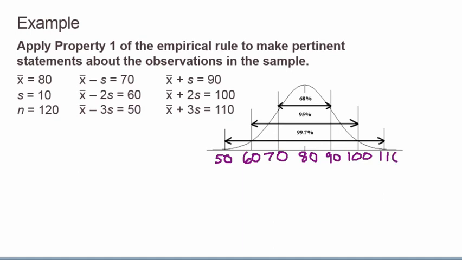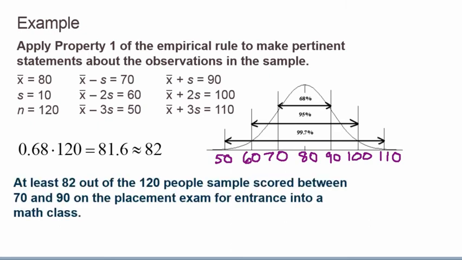110. Property 1 tells us that 68% of the observations lie within one standard deviation. We know that our sample size is 120. 68% times 120 gives us 81.6, which we'll round to the nearest person, which is 82. At least 82 out of the 120 people sampled scored between 70 and 90 on the placement exam for entrance into a math class.